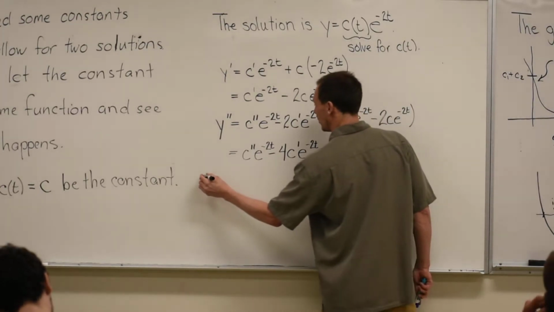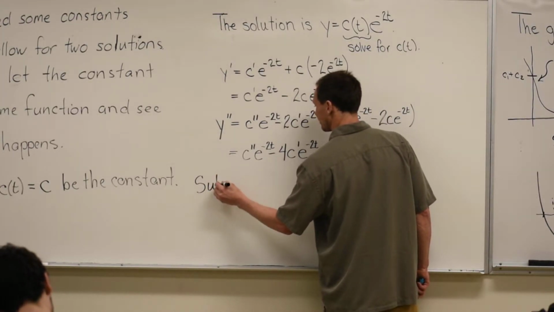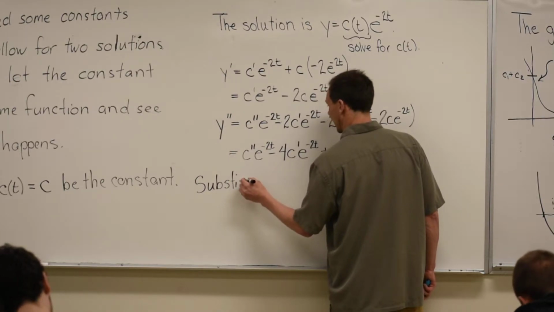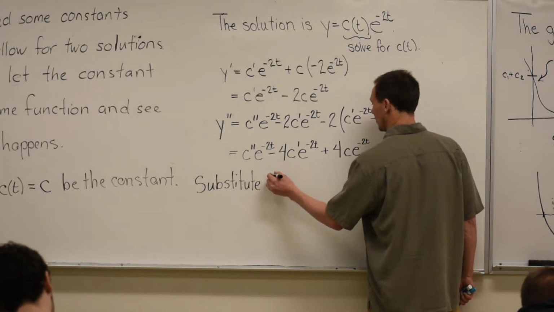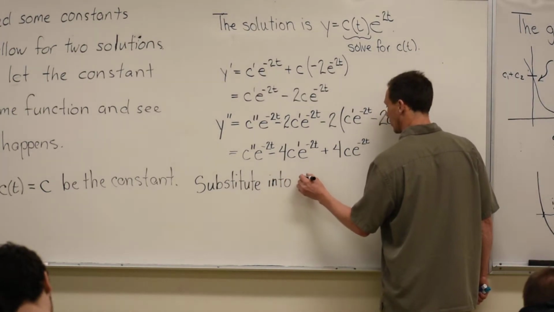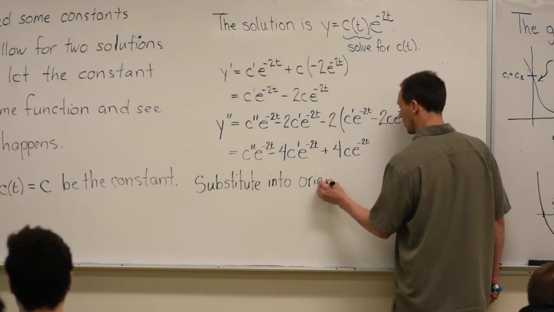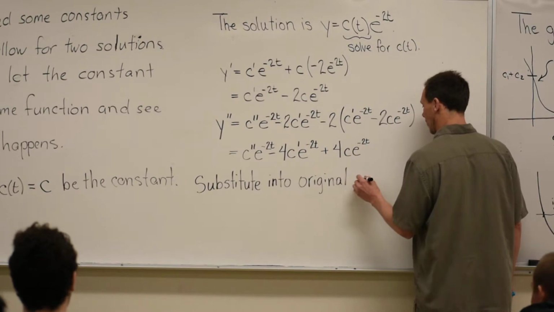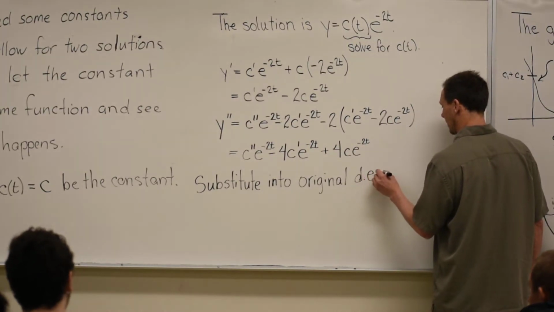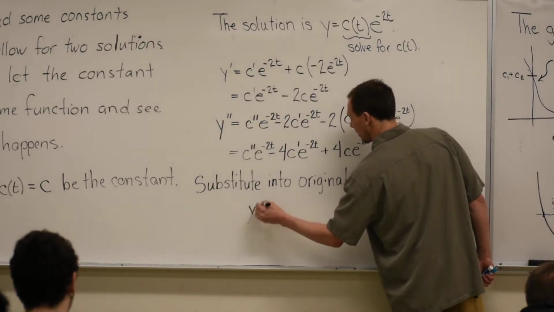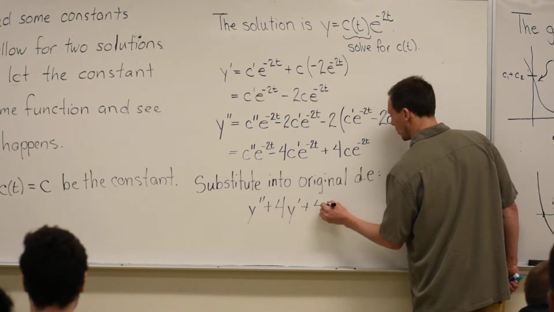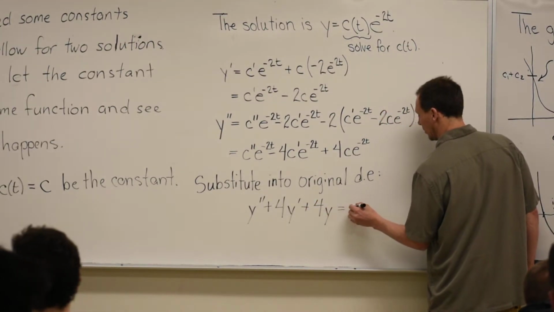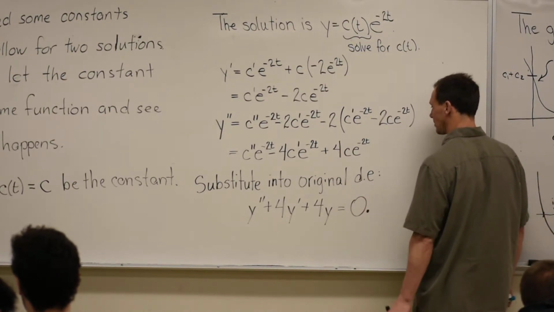Yeah, let me write that up here so we don't lose track. So now let's do this. Substitute. Sorry about that, I'm so excited to see if this would work. Substitute into the original differential equation, which was y double prime plus 4y prime plus 4y equals 0. So that's what we're plugging in.